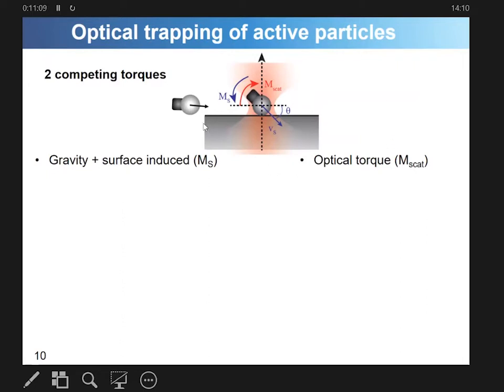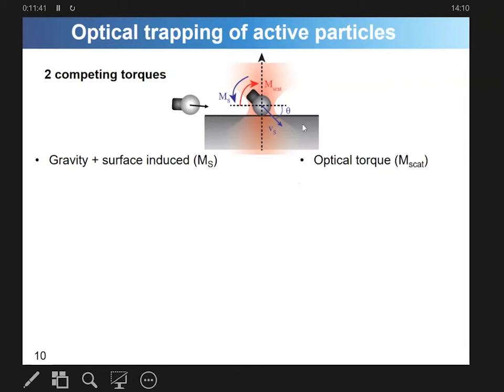So you have a particle that's coming from the left, and as it's crossing the laser spot, you have two torques that are induced. First, the one that is due to gravity, to the fact that the hematite is heavier than the plastic part at the front, and which is due also to the fact that the swimmer is swimming close to the surface, interacting with the surface, generating hydrodynamic flows that are reflected on the surface, and also chemical gradients that interact with the surface and modify the orientation of the heterodimer near the surface.